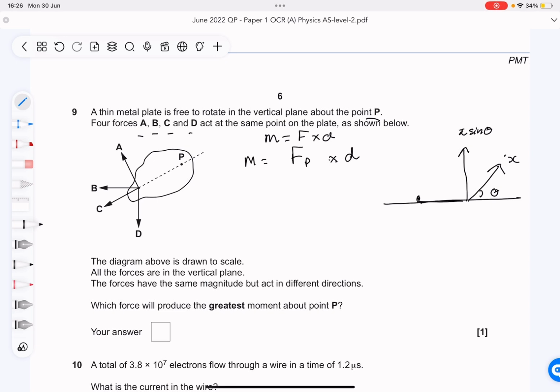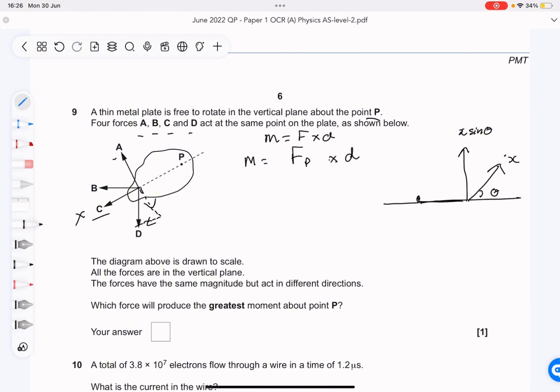So I have to resolve all of these forces into a component that's perpendicular to P. So for example, C will not be the right answer because it has no component perpendicular to P. It's completely parallel. So it's not even going to produce a moment, right? So we know C is out. B and D can be resolved because I can resolve B into a force going that way and a force going that way, like that and that. And I can do the same for D.